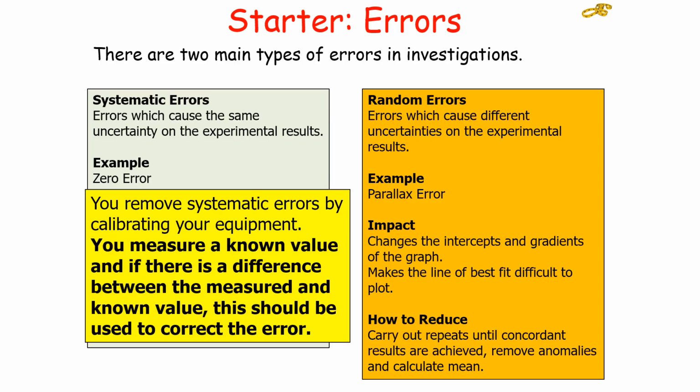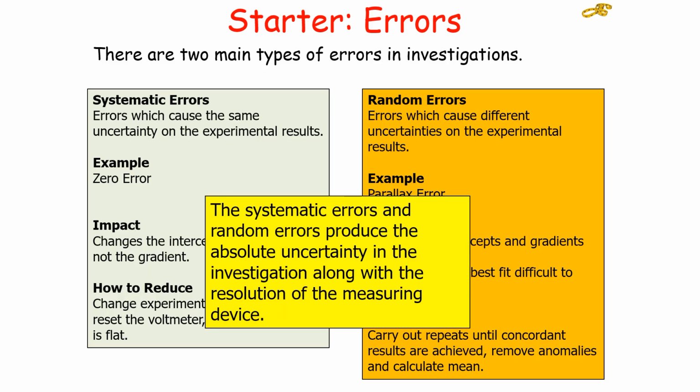What this means is you measure a known value, and if there's a difference between the measured and the known value, you can use this to correct the error. A common example would be a thermometer, where the melting point of ice is 0 degrees. If the thermometer doesn't measure 0 degrees when the ice melts, at that point you can calibrate the thermometer by subtracting the difference from that particular value.